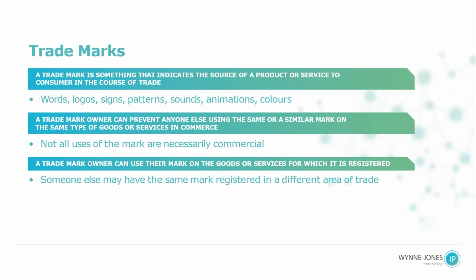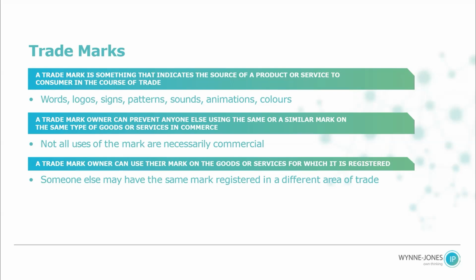Unlike patents, though, a trademark owner can use their mark on the goods or services for which it's registered. So it's a permissive right. The registration of a trademark gives the owner the right to use it. Remember, patents don't give the owner the right to use it. They merely give the owner the right to stop other people.